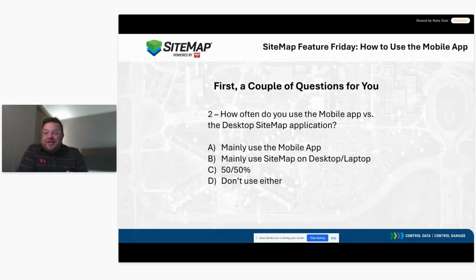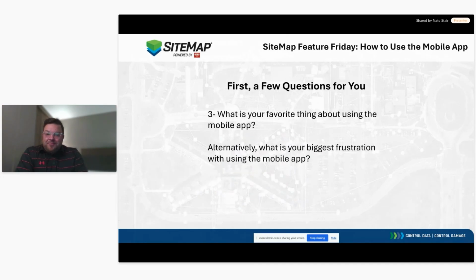Second question for you all is, how often do you use the mobile app versus the desktop version of SiteMap? For me, I'm on both really. I use probably desktop a little bit more, but we'd love to know just your familiarity and what you're primarily using there. So you see some options here. Mainly use the mobile app. Mainly use the desktop laptop version. Maybe you're 50-50, or maybe you don't use either, and that's okay too. We're going to walk you through how to use that.